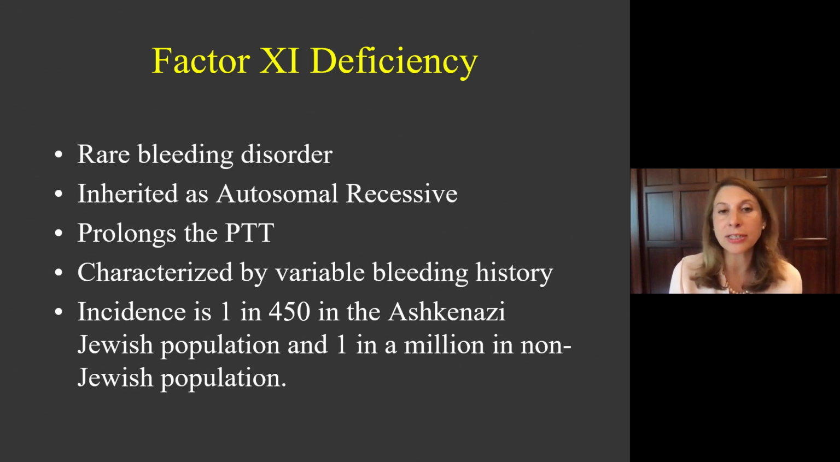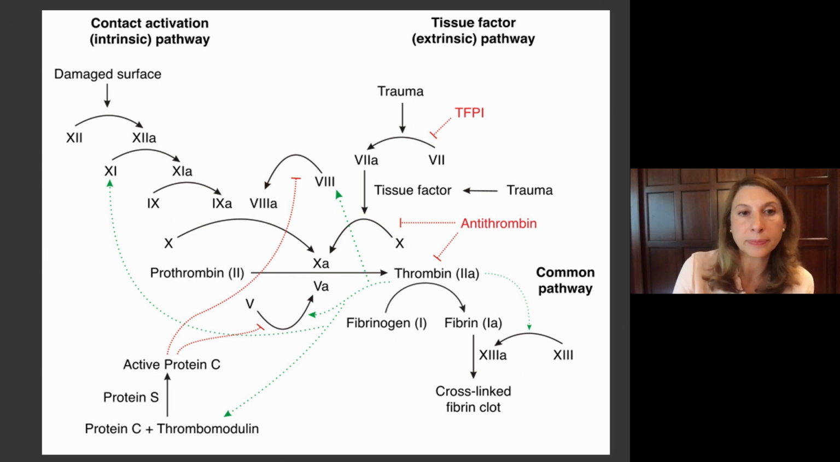I have other patients in the clinic who are younger, about to have a baby, and they have had multiple bleeding episodes, and yet their factor level may actually be higher than this patient who has never had a bleed. So the incidence is 1 in 450 in the Ashkenazi Jewish population and 1 in 1,000,000 in the non-Jewish population.